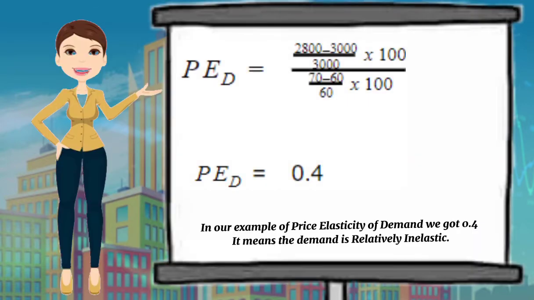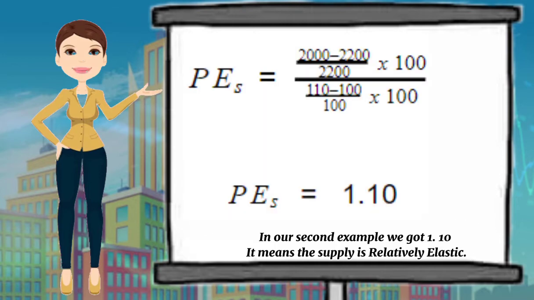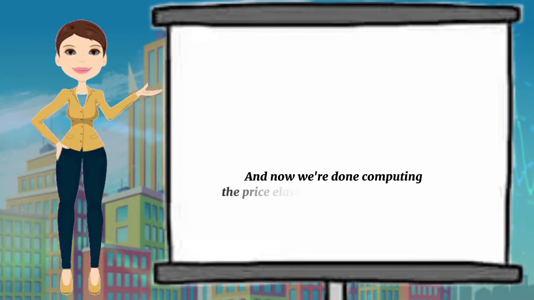In our example of price elasticity of demand, we got 0.4. It means the demand is relatively inelastic. In our second example, we got 1.10. It means the supply is relatively elastic. And now, we're done computing the price elasticity of demand and supply.